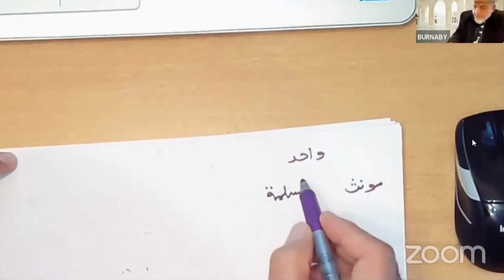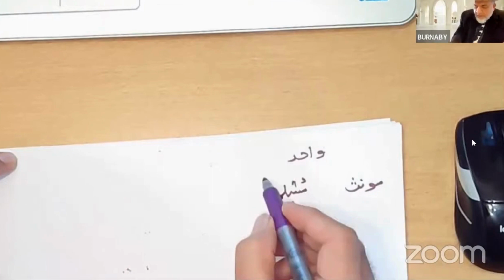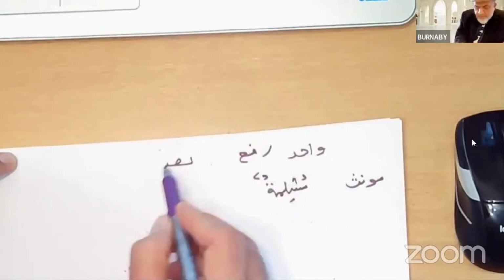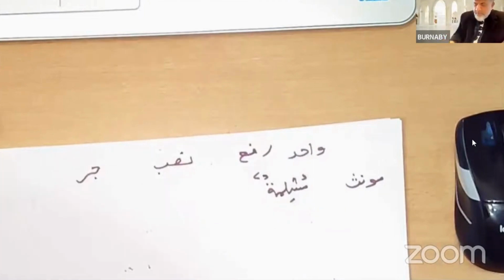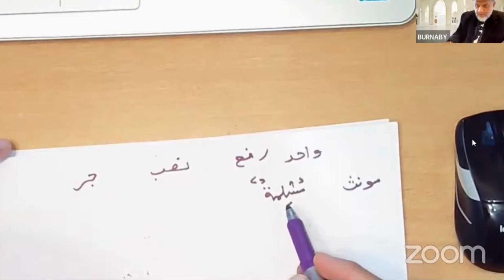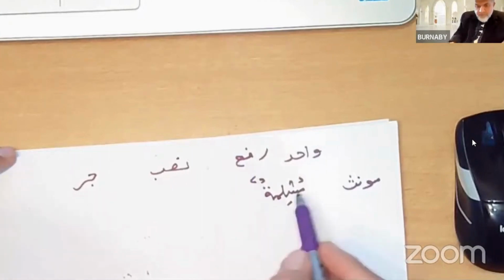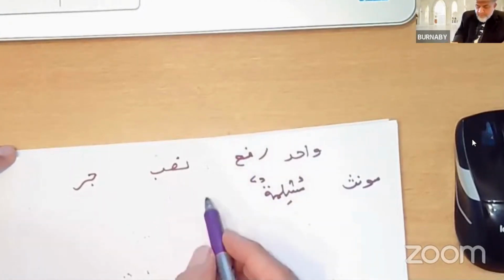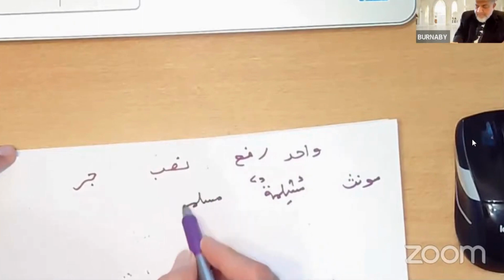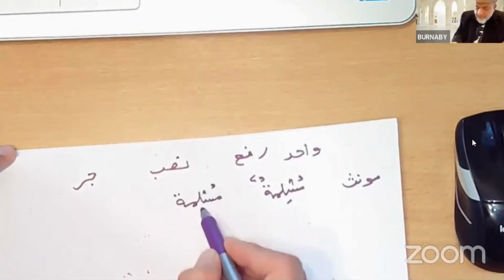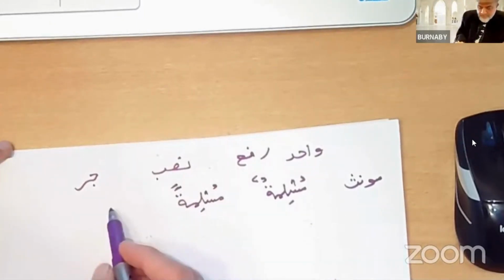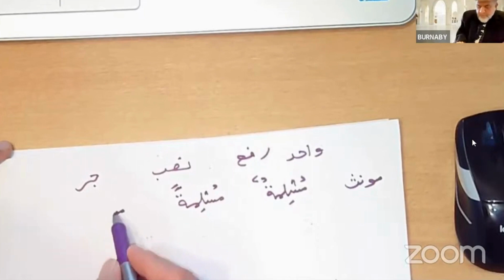Muslimatun. Is it Rafa? Yes. Okay. Sister Homa, Muslimatun is Wahid. Okay. And Rafa is Muslimatun. What is the Nasab? Muslimatan. Okay. What will be the Jar? Muslimatin.